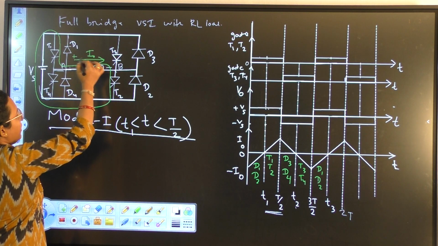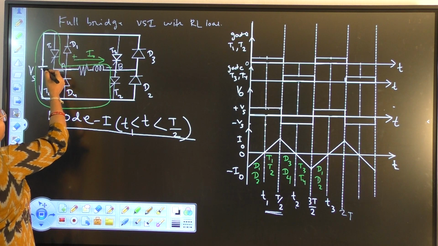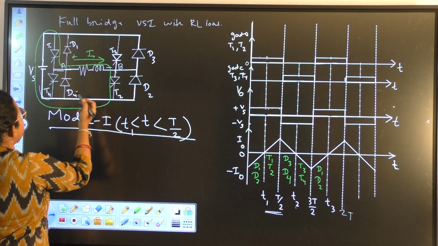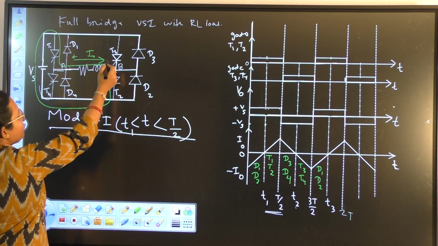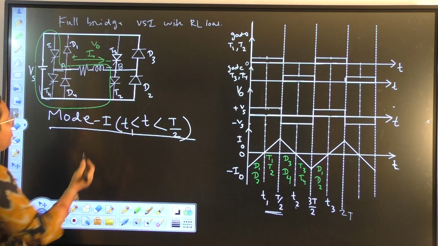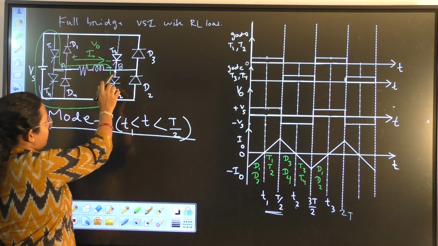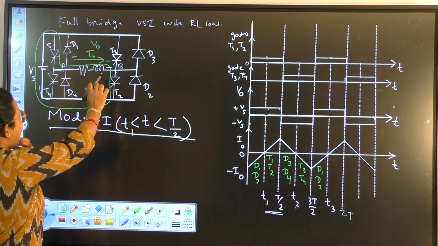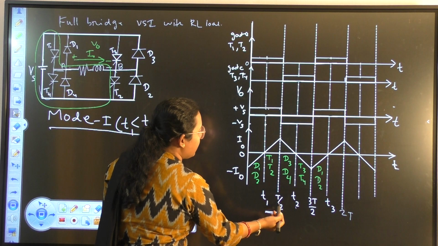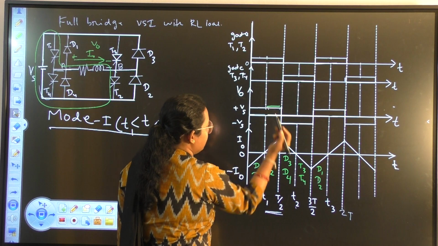My I0 is from A to B, and as T1 is connected to the positive plate of VS, point A is positive, and as T2 is connected to the negative plate, point B will be minus. So my V0 will be plus VS. I0 is flowing from A to B and gradually increasing because of the inductive property, and V0 is plus Vs.